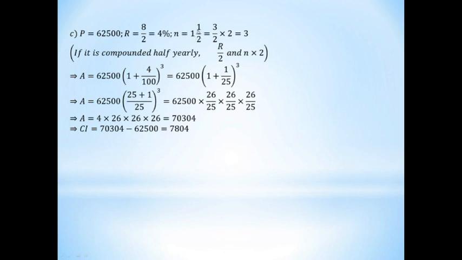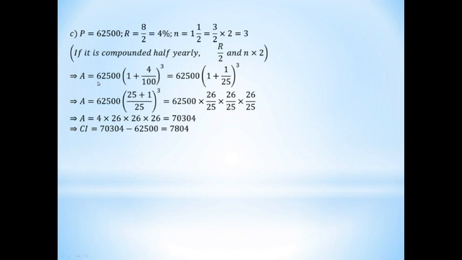2 1 is 2, plus 1, 3. 3 by 2 is there. Since the question asks to find out the compound interest half yearly, we have to multiply the time by 2. If you cut 2 by 2, then it will become 3. So after that, we can do the problem straight away like how we have done before.